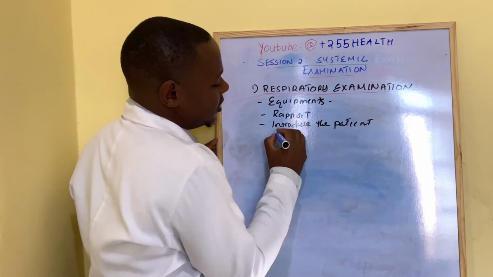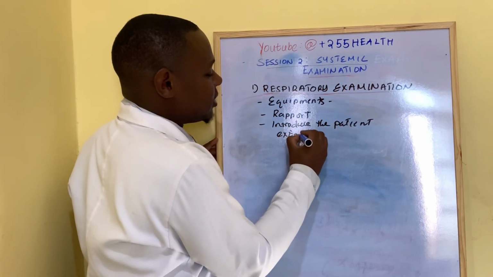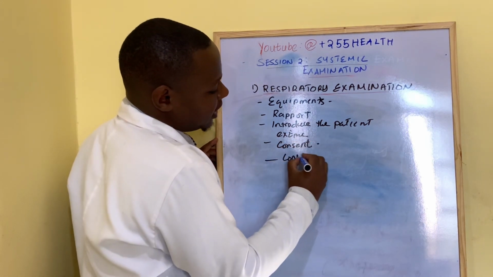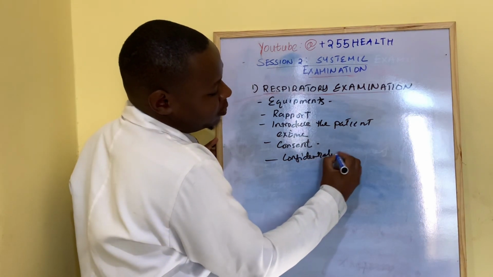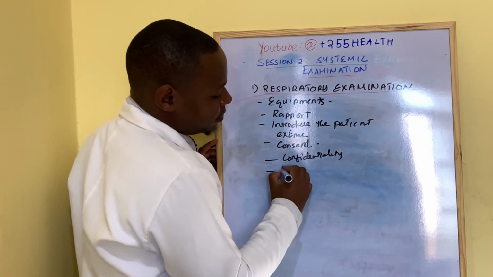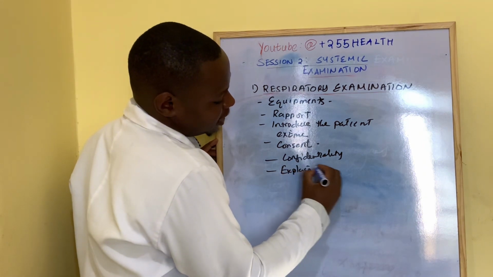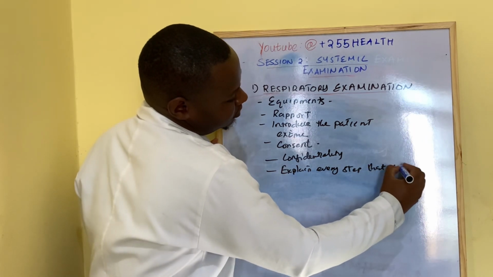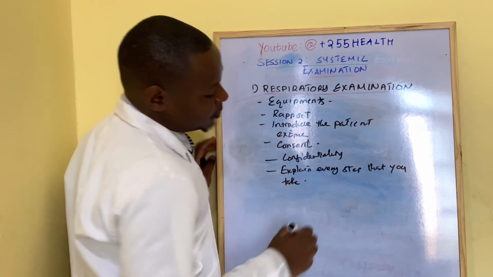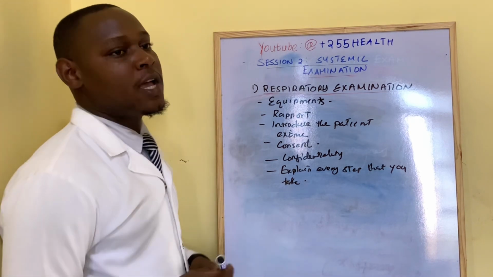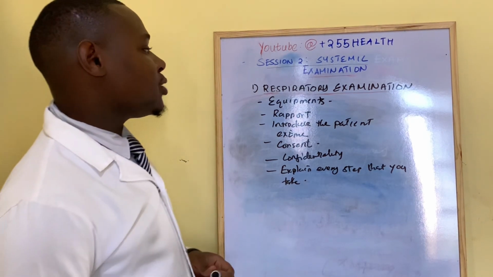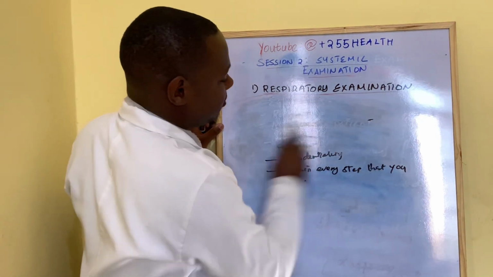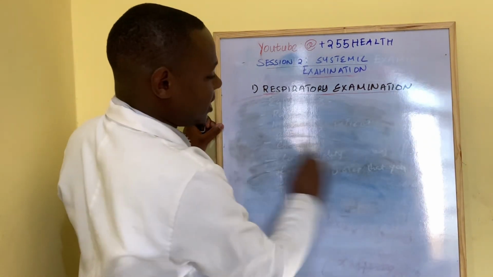And then after that, make sure you get the consent. And then make sure you assure confidentiality, without forgetting to explain every step that you take. So if you want to do a certain step, you tell the patient that right now I'm going to do this and this. Will you allow me to proceed? And the patient can actually allow you to go on. So these are just the things that you need to prepare yourself with. And that's actually very important because they matter a lot.